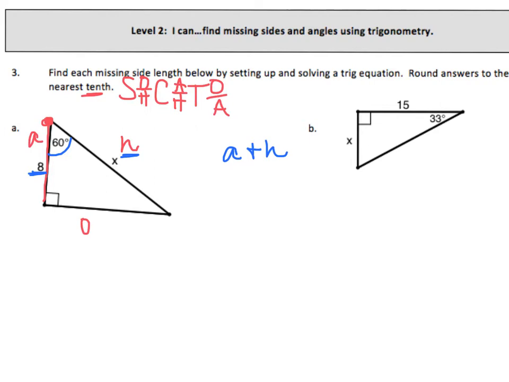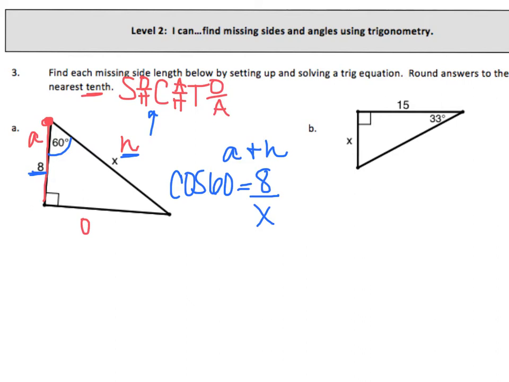So I have a and h. The trig function that relates a and h is going to be cosine. So I'm going to say the cosine of 60 equals the adjacent side, which is 8, over the opposite side, which is x. I'm sorry, over the hypotenuse, which is x.